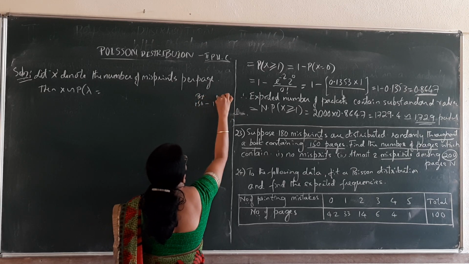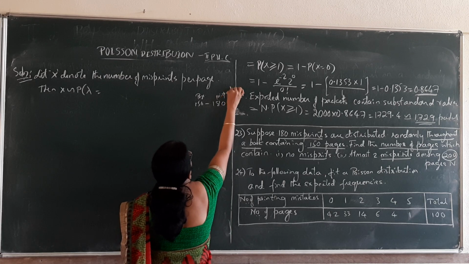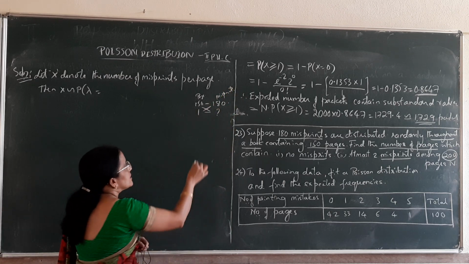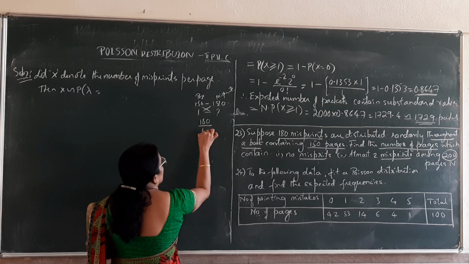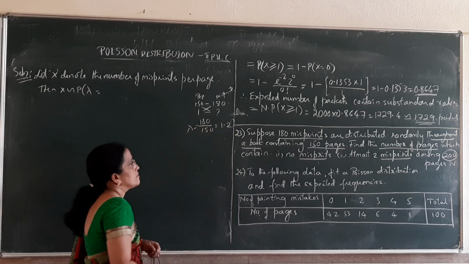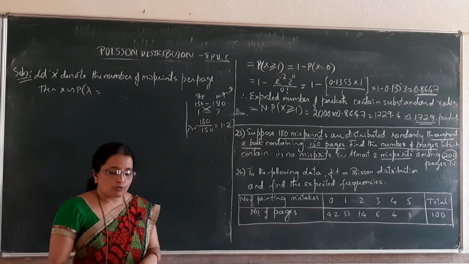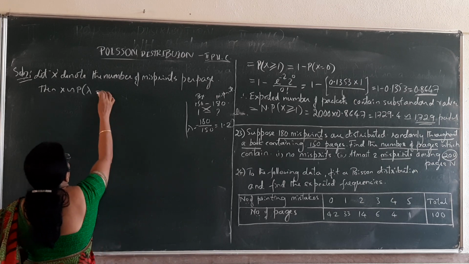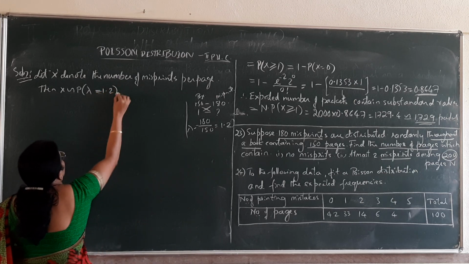This is the number of misprints. One page has how many misprints? That is 180 divided by 150, which is equal to 1.2. This is actually lambda. This is how to find lambda. Here you can write lambda equal to 1.2.